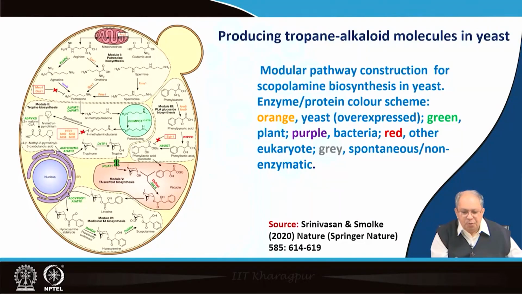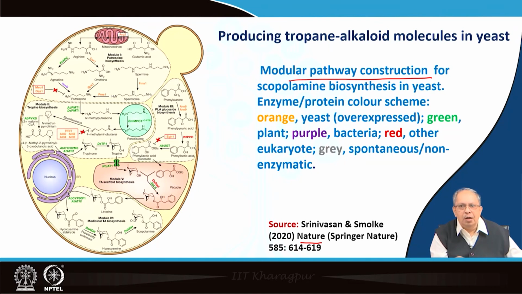This is the original drawing which is given in Nature. This is a much more complex one, where all the modules are described. It basically shows the modular pathway construction for scopolamine biosynthesis in yeast. Indeed they were successful in producing scopolamine, but the level of scopolamine or hyoscyamine is less than what you find in the plant.